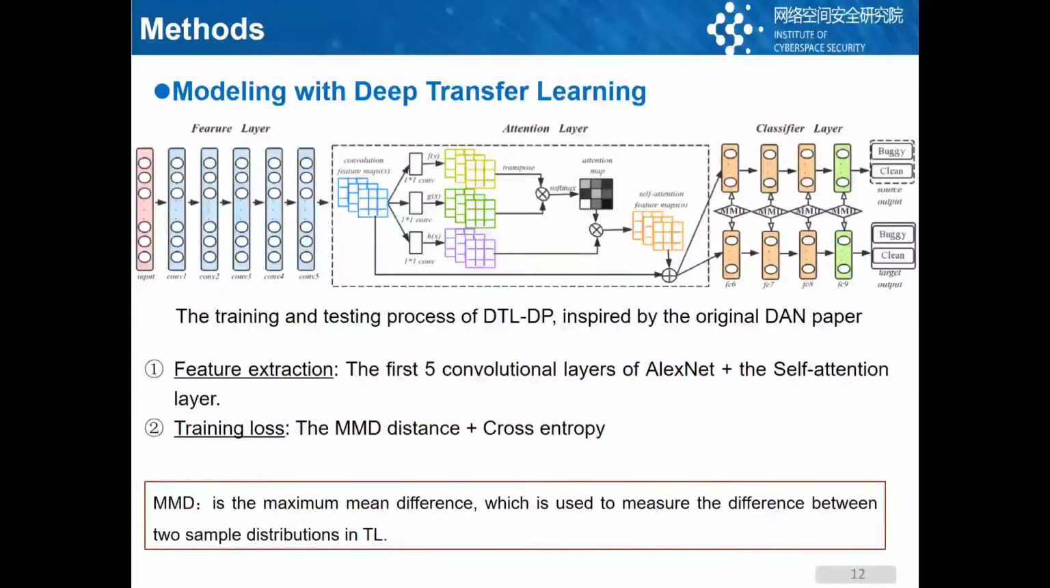We also model the basic method with deep transfer learning. Different from the original DAN model, we apply an attention layer combined with the loss: the MMD loss, the distance loss, and also the cross entropy loss.